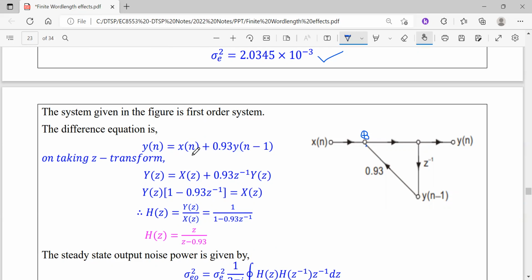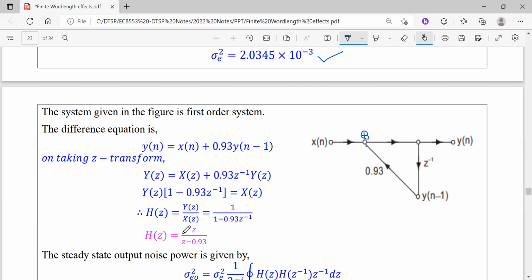Finding the z transform on both sides, this is going to be Y(z), and x of n's z transform is X(z). For y of n minus 1, it is 0.93 z power minus 1 Y(z). Bringing this Y(z) term to the other side, it's going to be Y(z) into 1 minus 0.93 z inverse is equal to X(z). Finding H(z), which is Y(z) by X(z), it is nothing but 1 by 1 minus 0.93 z power minus 1.